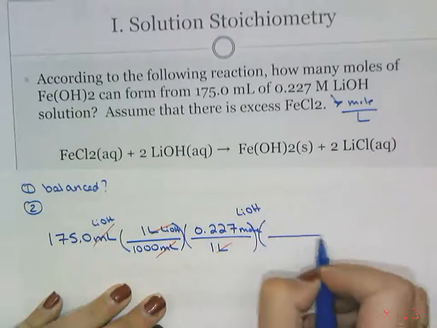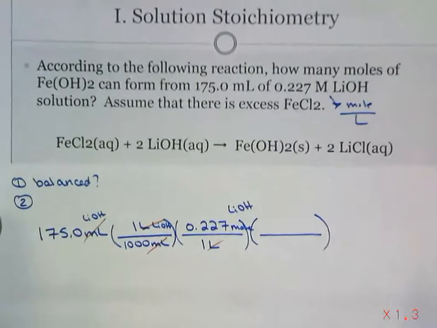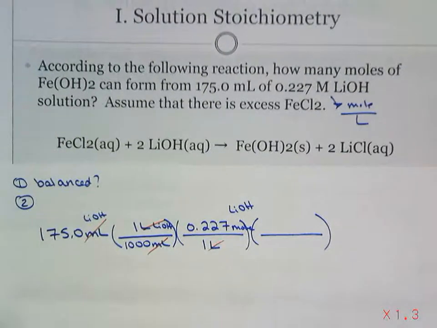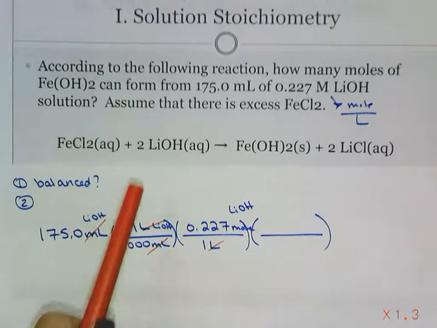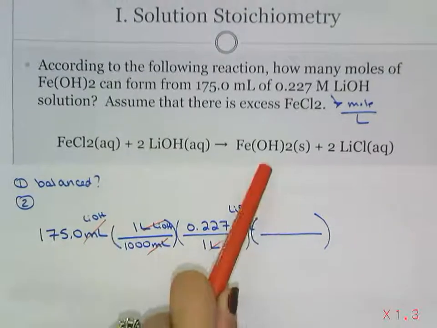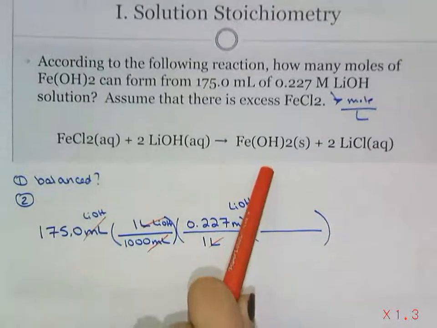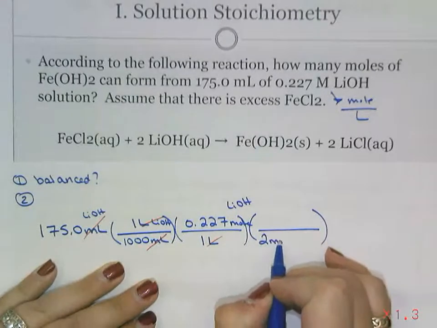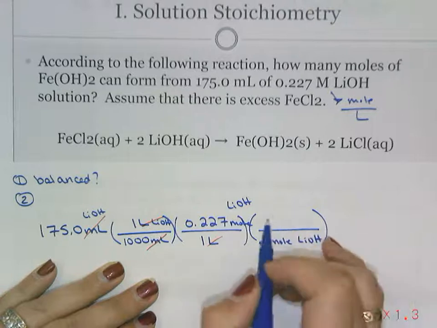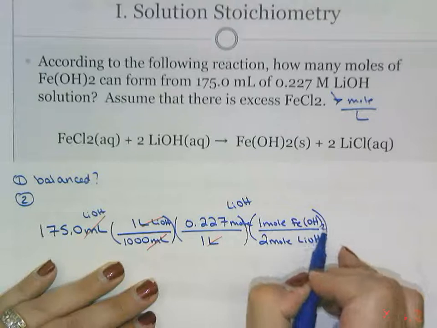What do I want to end up in moles of? What is this asking moles about? Right, it wants moles of this. So if I put in 2 moles of lithium hydroxide, how many moles of this do I get out? If I put in 2 of this, I get 1. So I want to put the 2 moles of this on the bottom and 1 mole of that on top, okay.